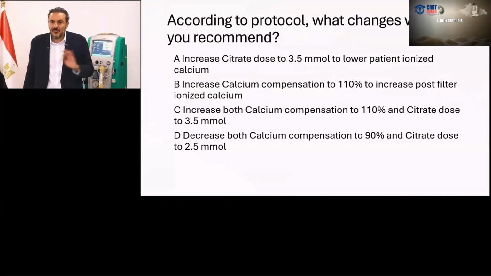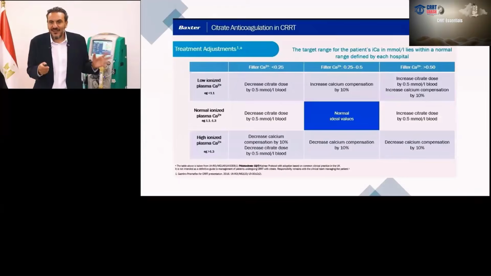B, increase calcium compensation to 110% to increase post-filter ionized calcium. C, increase both calcium compensation to 110, citrate dose to 3.5. D, decrease both calcium compensation to 90% and citrate dose to 2.5. Now, those of you who are paying attention to the first presentation, the second most important slide was this one.